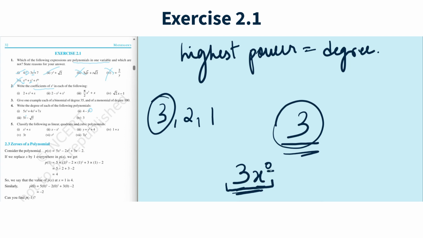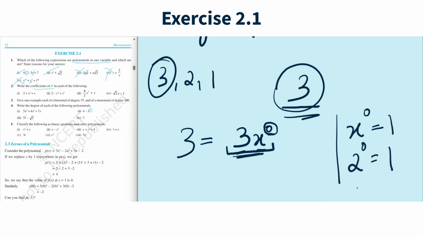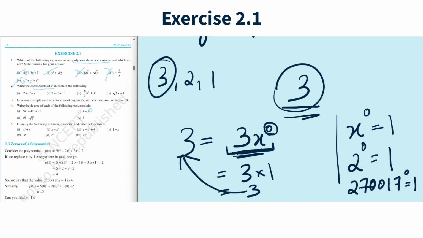Now, does this have a degree? Yes, it does. What is the degree along with it? 0. Now, you might ask, how is 3 and 3x to the power of 0 the same thing? The reason is anything raised to the power of 0 becomes 1. So if I have 2 to the power of 0, it is 1. If I have a huge number, say 270017 to the power of 0, it becomes 1. So hence, when I write this, it is the same thing as 3 into 1, which is nothing but 3. I got this back, right? So I can express my 3 as 3x to the power of 0.